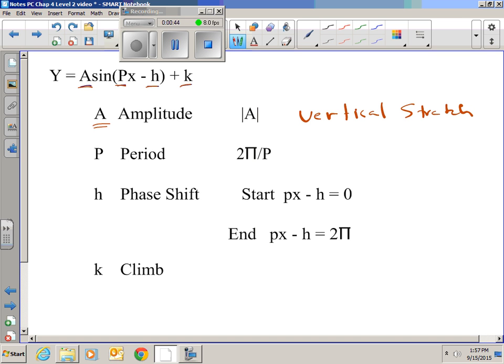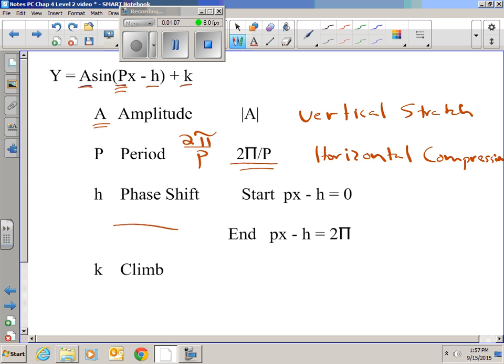The p, of course, is the horizontal compression. More importantly, it tells us the period of my graph. It tells us the period of the graph using this formula right here, which is 2 pi divided by p.